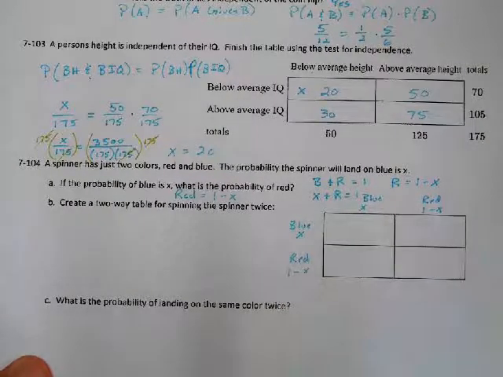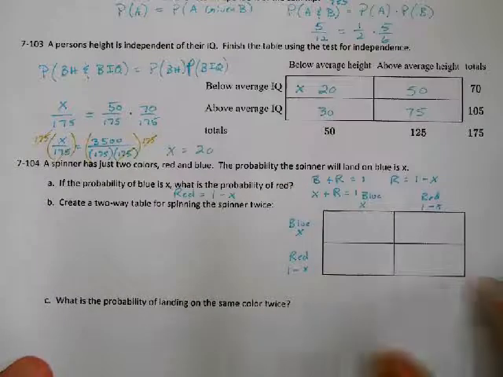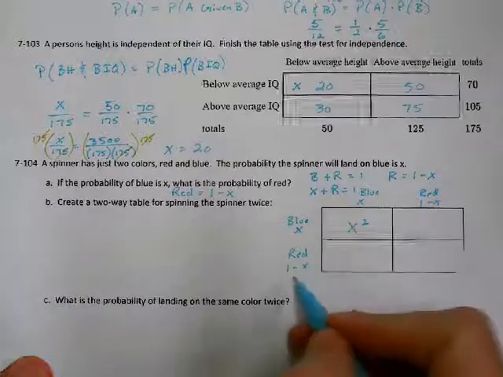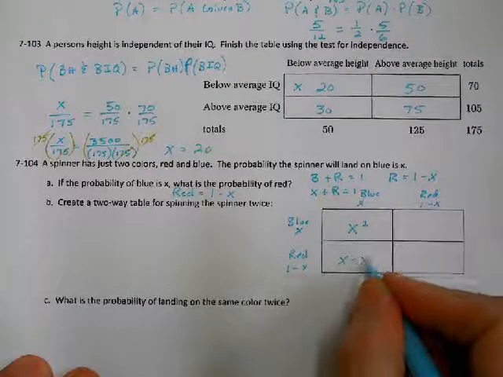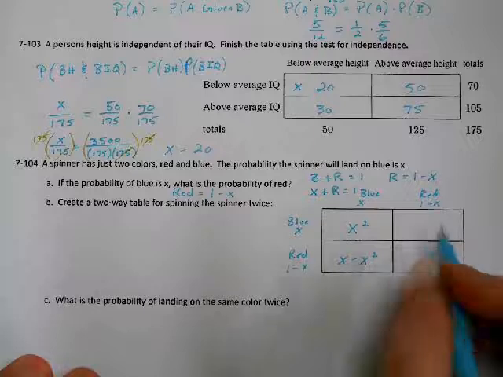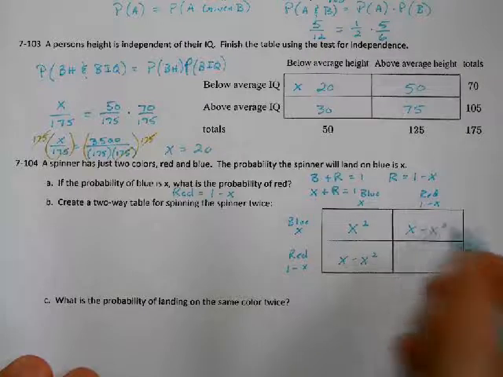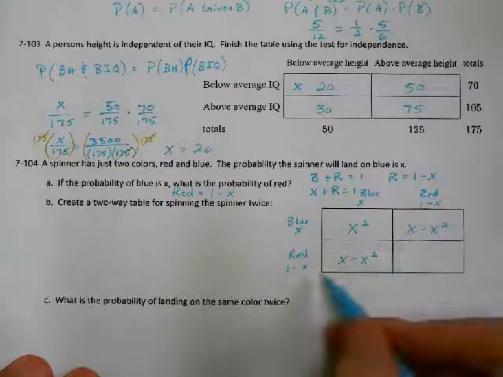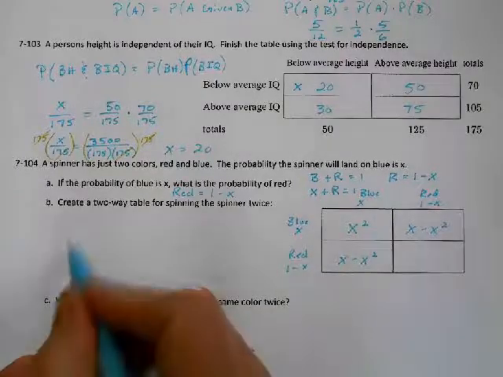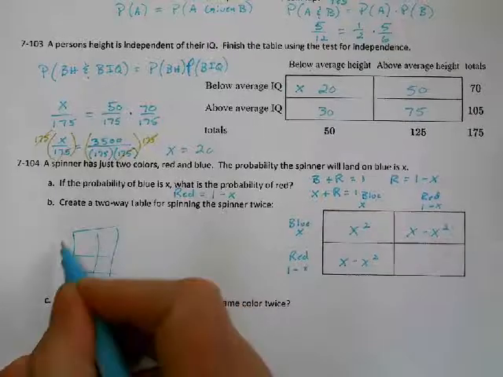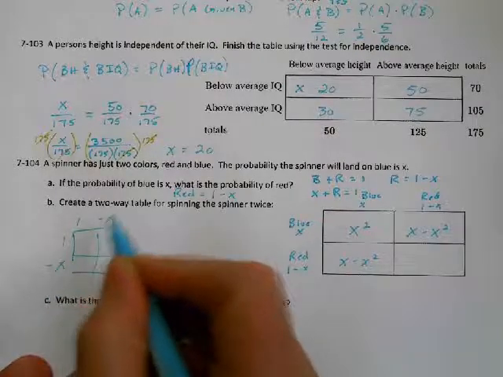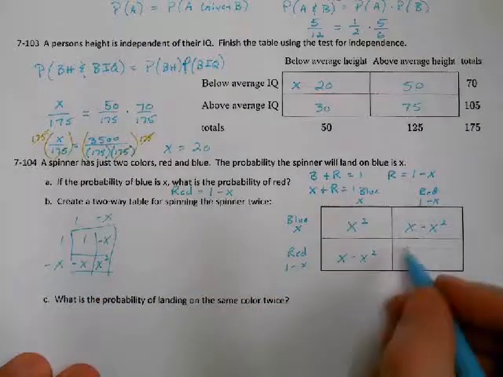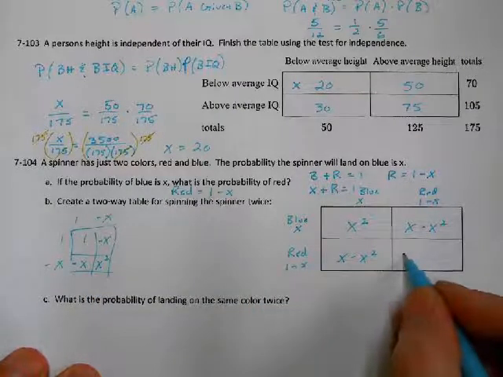Okay, so to finish up this table, we would just do X times X, which is X squared. X times 1 minus X would be X minus X squared. And then over here, 1 minus X times 1 minus X, if you just did a little table here, 1 minus X, 1 minus X, we've got 1, negative X, and positive X squared. So this would end up being X squared minus 2X plus 1.